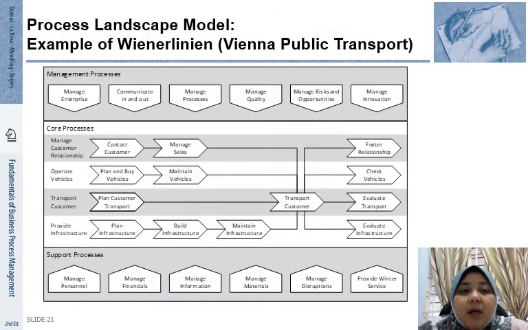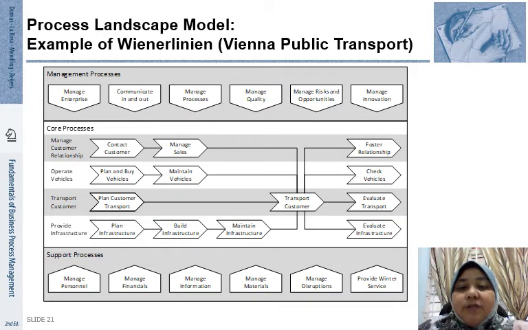Okay. Yang ini adalah proses landscape model untuk Vienna Public Transport. Yang ini adalah tadi architecture tadi kan, proses architecture, mana dia dah classifykan according to the management process, ada apa, core processes ada apa, support processes ada apa. So basically sebenarnya saya nak kamu come up with this at the first level. Ni masih first level lah ni.